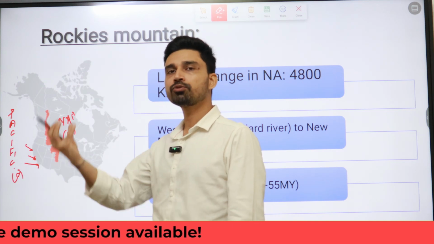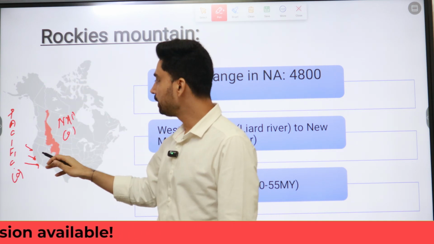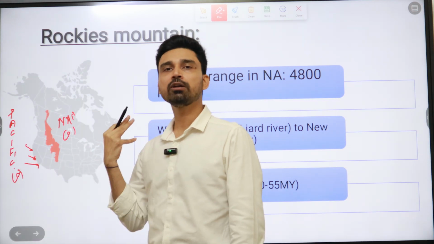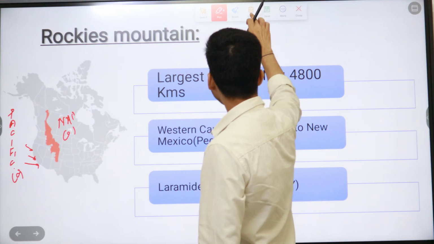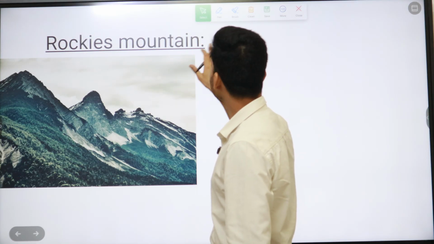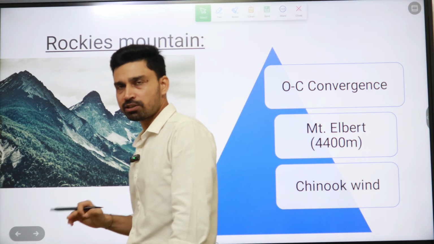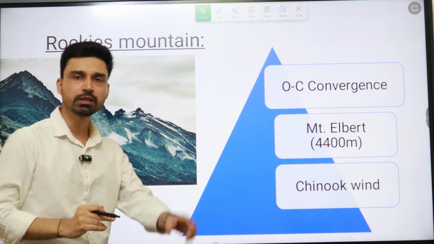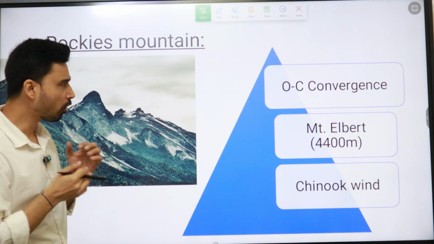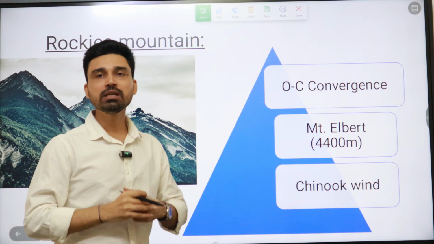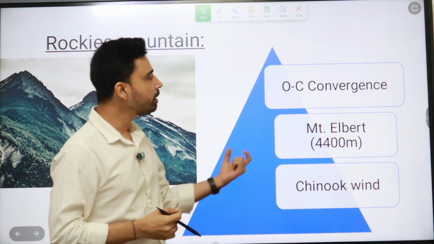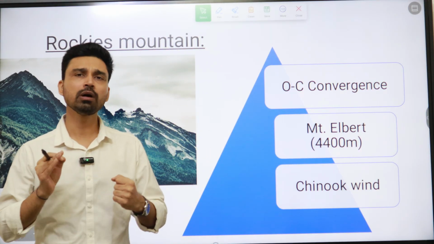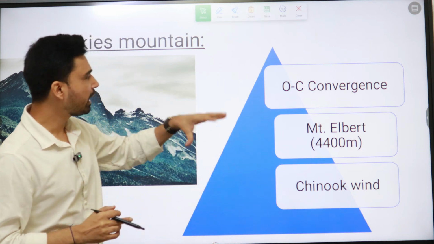This magma then breaks through the continental plate crust and deposits itself after cooling and solidifying, creating a mountain or volcanic mountain-like structure. And this is the exact mechanism through which the Rocky Mountains have come into existence. So we can say, as a result of OC convergence, ocean-continent convergence, the mountain has formed. In the Rockies, if the question is asked which is the highest peak, the answer would be Mount Elbert. Mount Elbert, which is situated at an altitude of about 4,400 meters, is believed to be the highest peak of the Rocky Mountain.